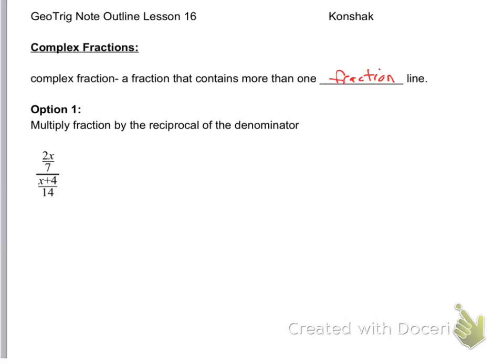The first rule says, hey, if I got a fraction divided by a fraction, wait a minute, I can just do what? Multiply by the reciprocal. Sometimes we just say flip and multiply. So I could take this problem and say, hey, I can change it to 2x over 7 times what? 14 over x plus 4.